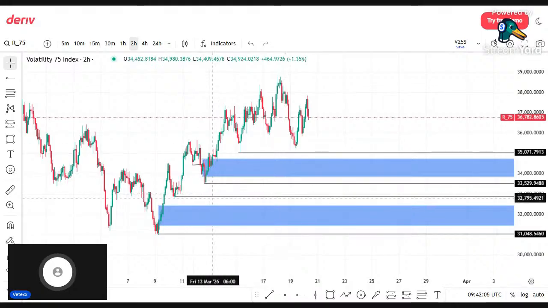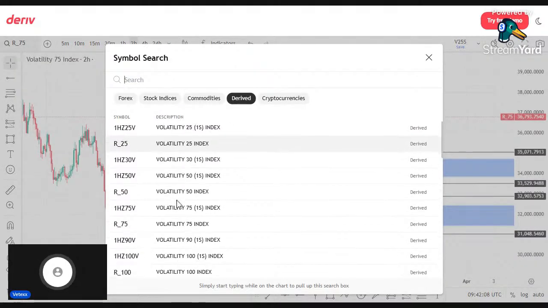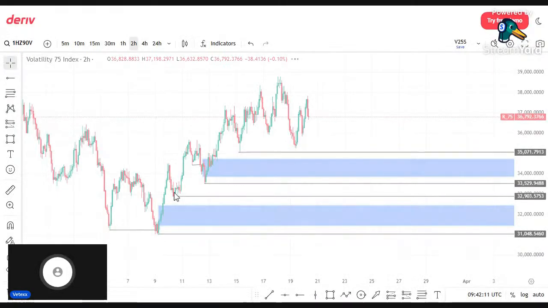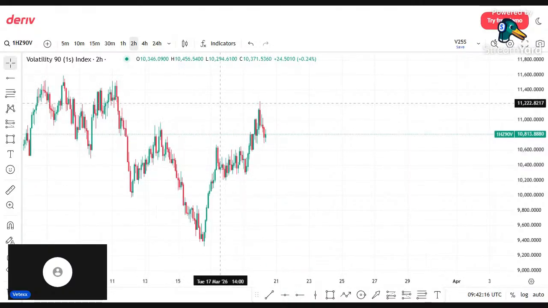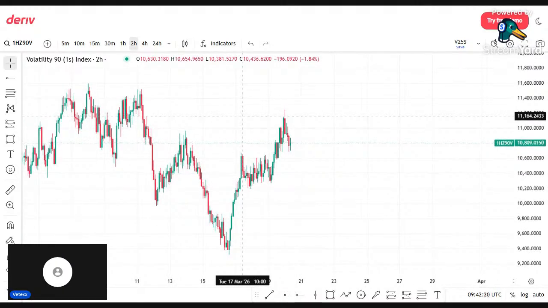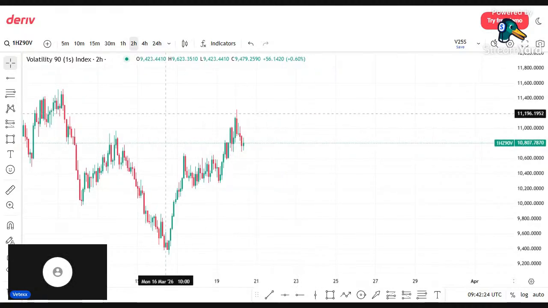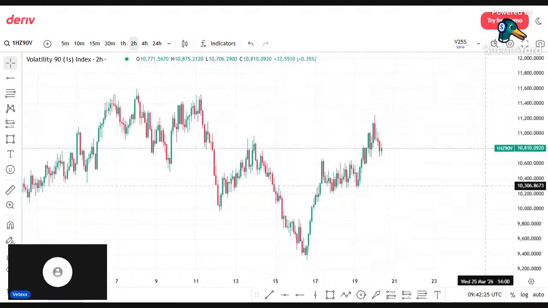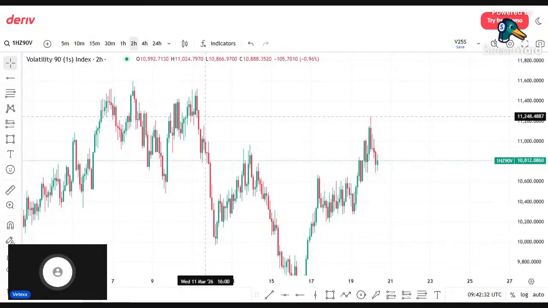So this is what we have on V75. The next pair we're checking is V91S. What do we have on V91S? On the daily time frame, V91S has been bearish.